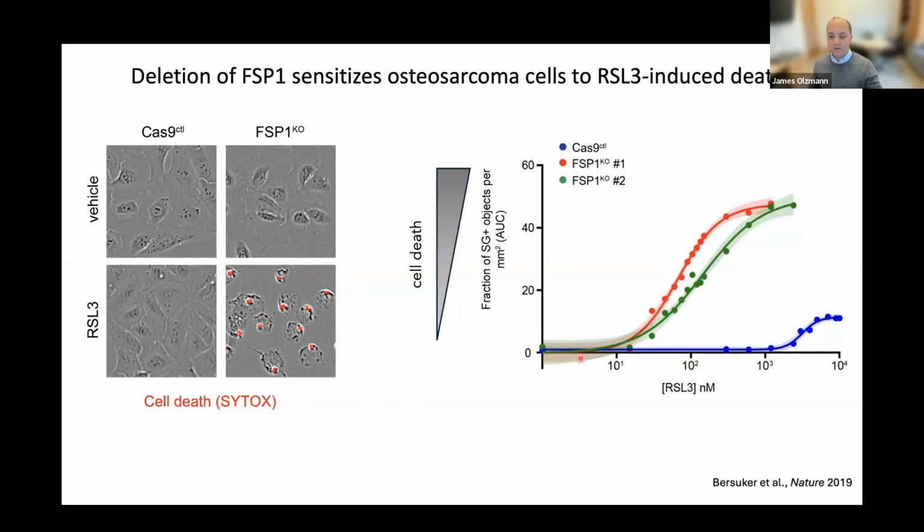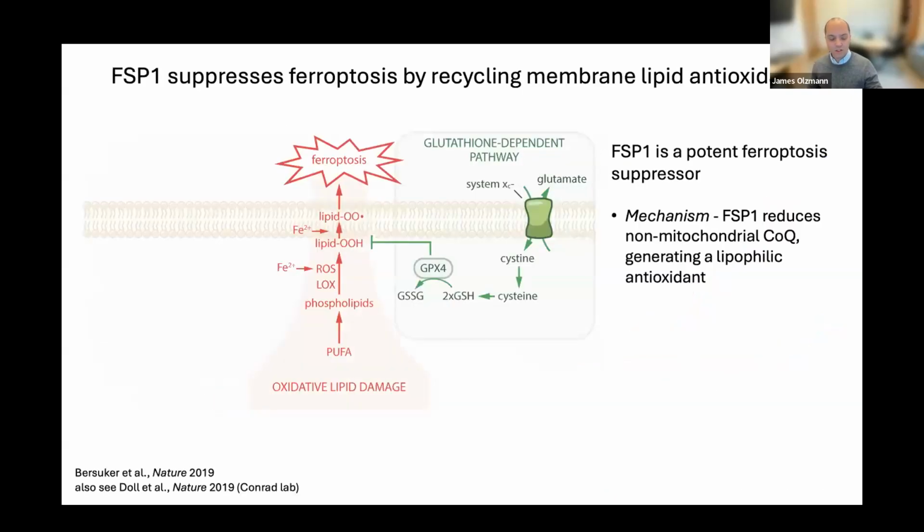We can also do this in dose response, so in high amounts of RSL3, these cells are quite resistant, so very little cell death, but these are highly sensitized in two different independent knockouts of FSP1 with an EC50 here of around 150 to 100 nanomolar. So this paper was published now 5 or 6 years ago, so I'm just gonna summarize the mechanism that we discovered here so I can share some of our more recent discoveries and findings.